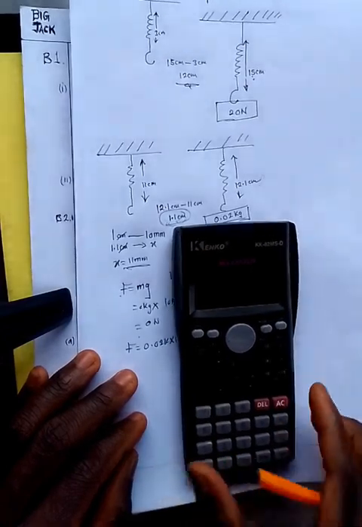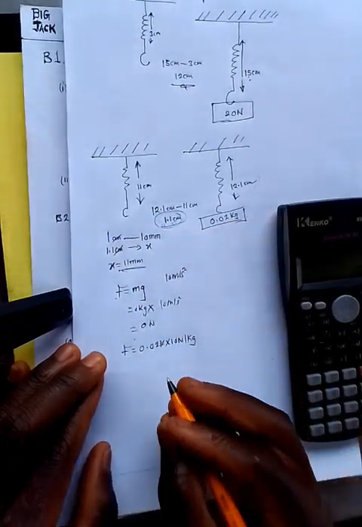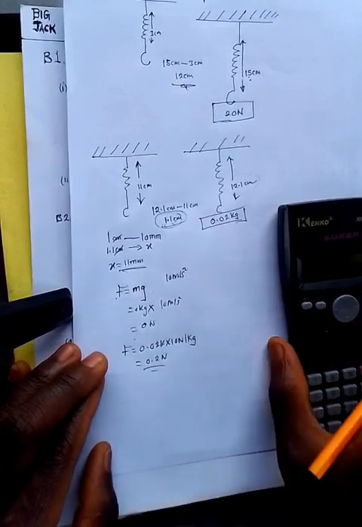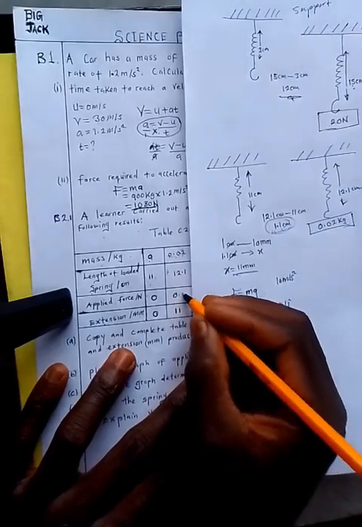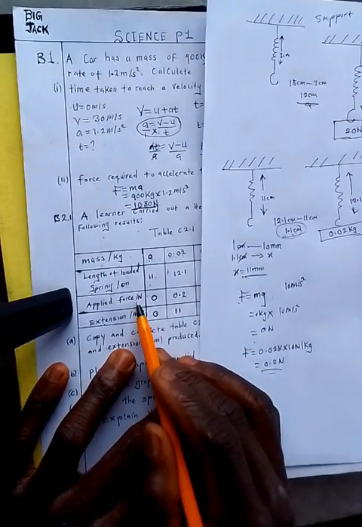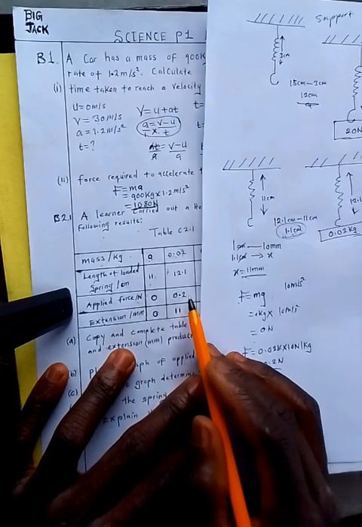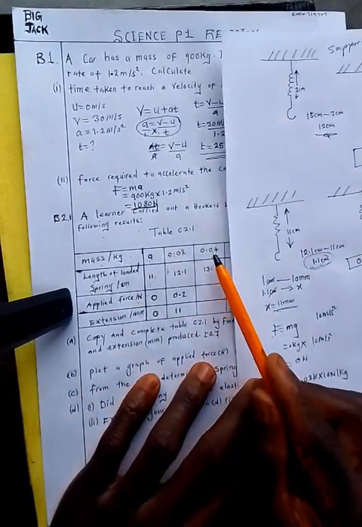So we have this one multiplied by 10. Then the answer is going to be 0.2. Now that 0.2 is going to be in newtons. So we are going to say the applied force that we have here is going to be 0.2. So here, do not include the units because they have included the unit here. Okay? So there is no need of you including the units. So let's move on to the next one.